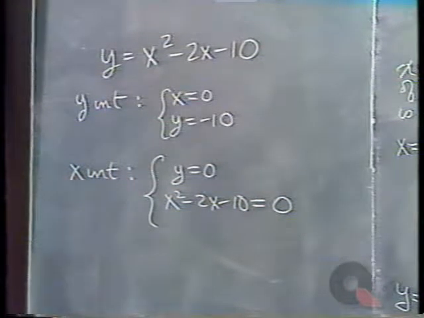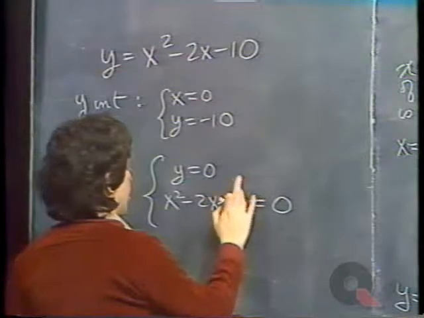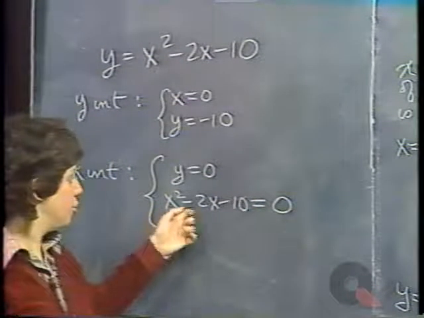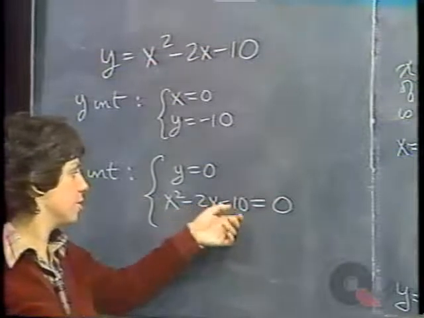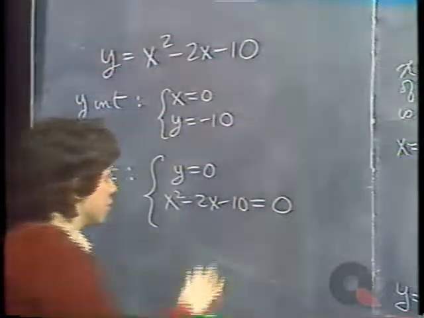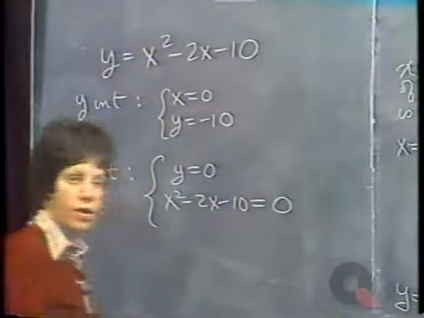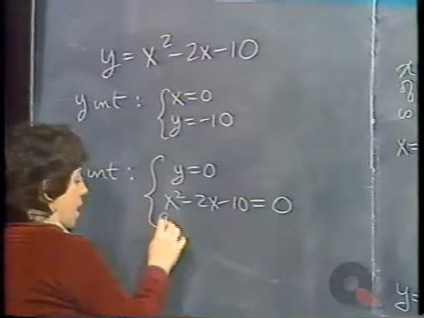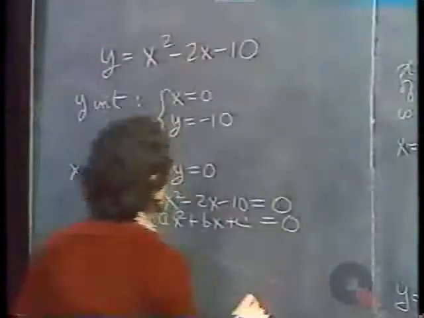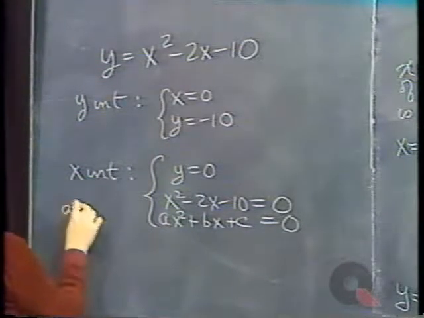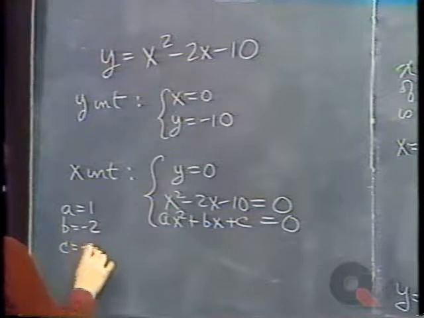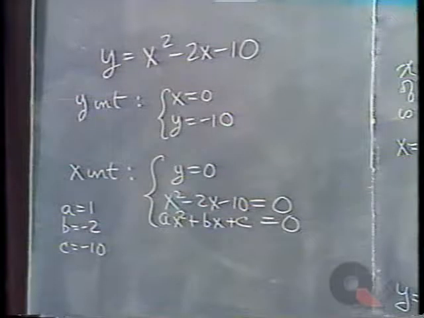Now, unlike the preceding problem, this particular quadratic equation cannot be solved by factoring. We cannot find two integers that multiply to minus 10 and add to minus 2. So we're going to have to solve this one using the quadratic formula. Matching this up to ax squared plus bx plus c equals 0, we see that a equals 1, b equals minus 2, c equals minus 10.